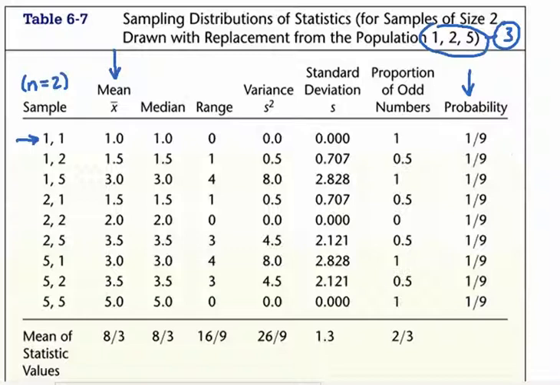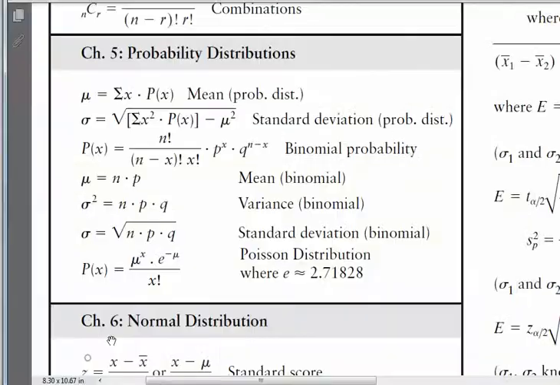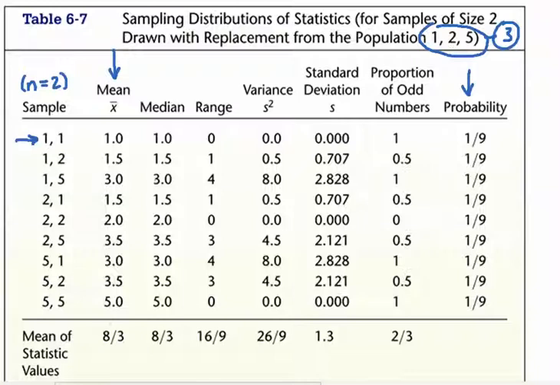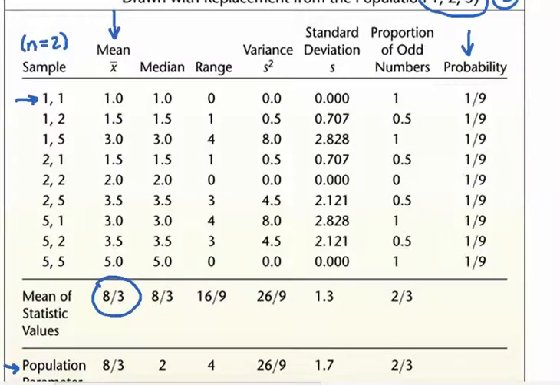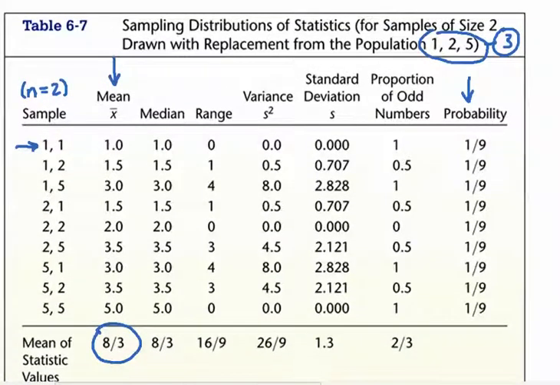Then if you do what we did before, where we summed up all the variables times their corresponding probabilities, you would have gotten the expected mean. That's mu sub x bar, technically. And that would have been 8/3. Okay? Well, if you would have done that from the original population items, which were just the numbers 1, 2, and 5, that's 1 plus 2 is 3 plus 5 is 8.